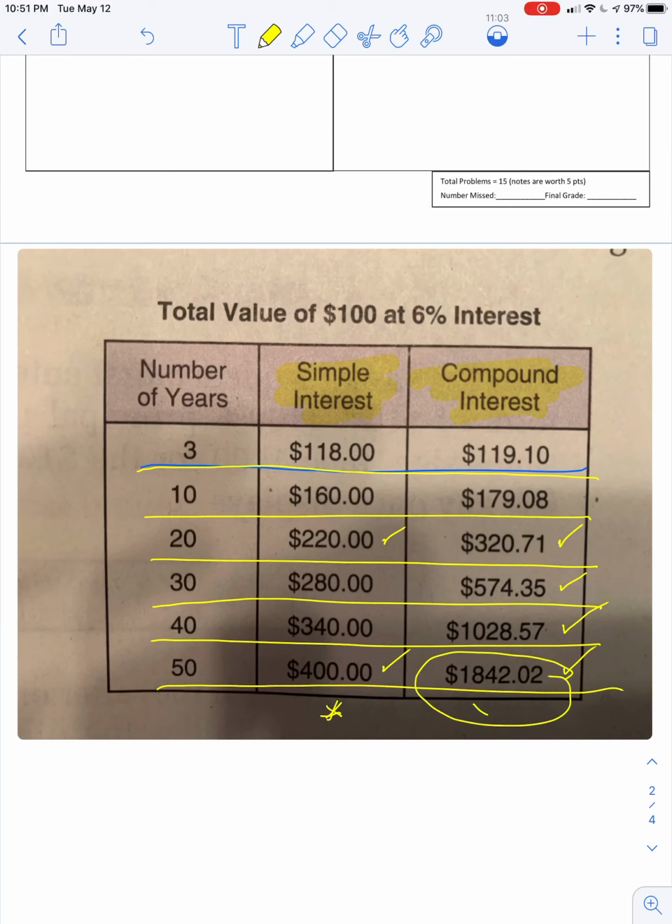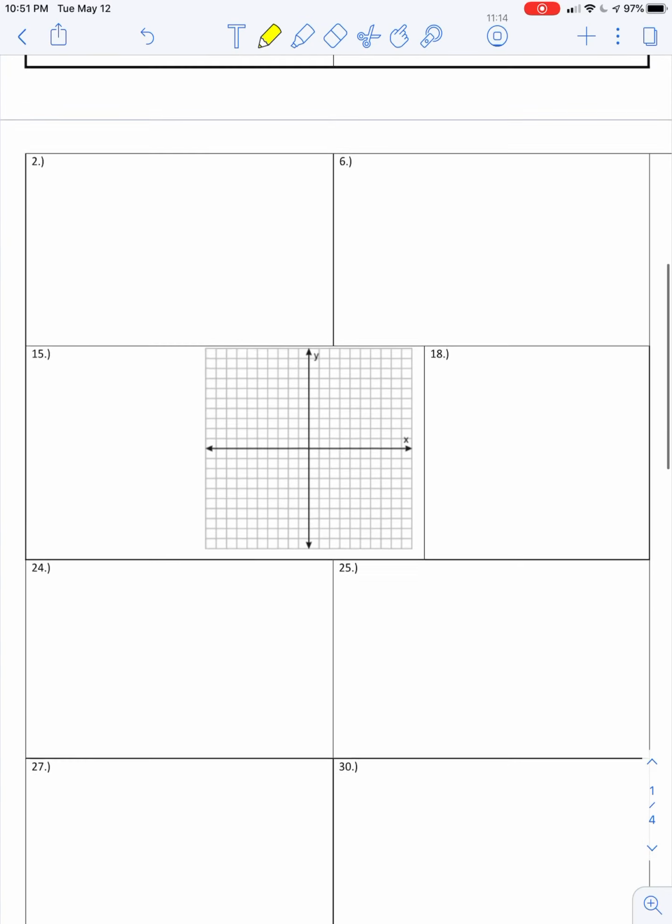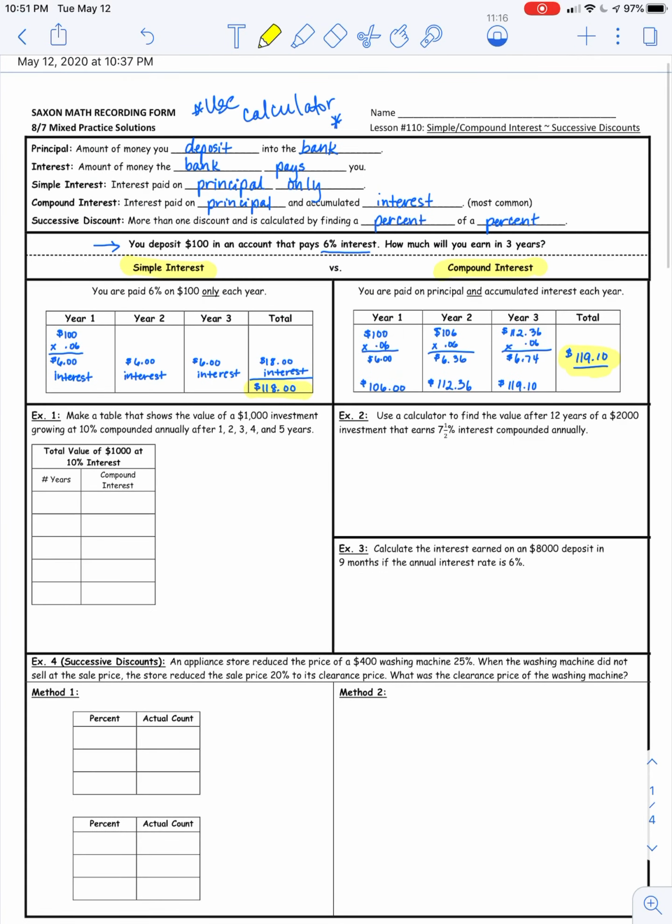So obviously, this is the way to go, and most people want to do that because our goal, if we're going to save money, is to put it in an account that pays the most. All right, so that's simple and compound interest. Now you see the difference of how that works.